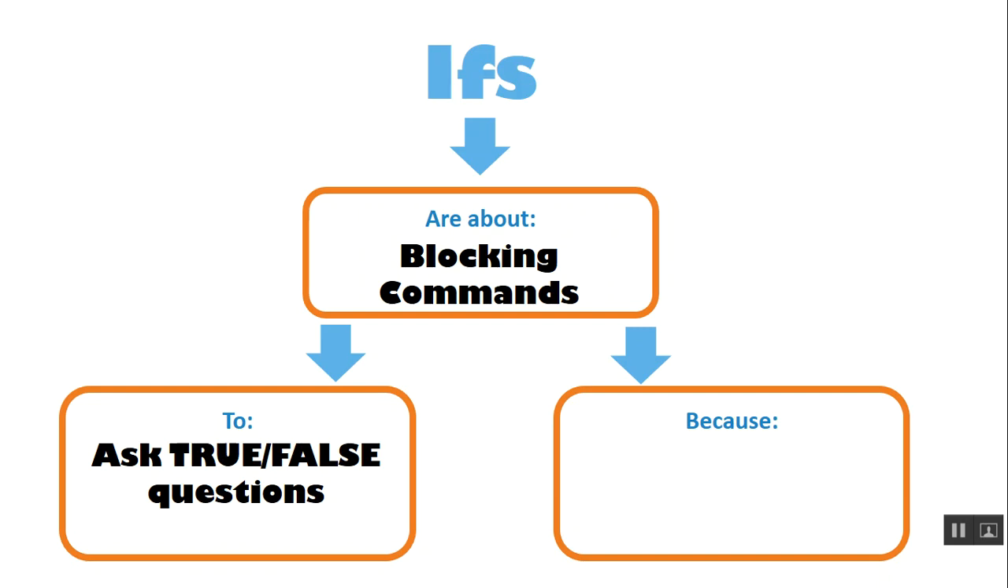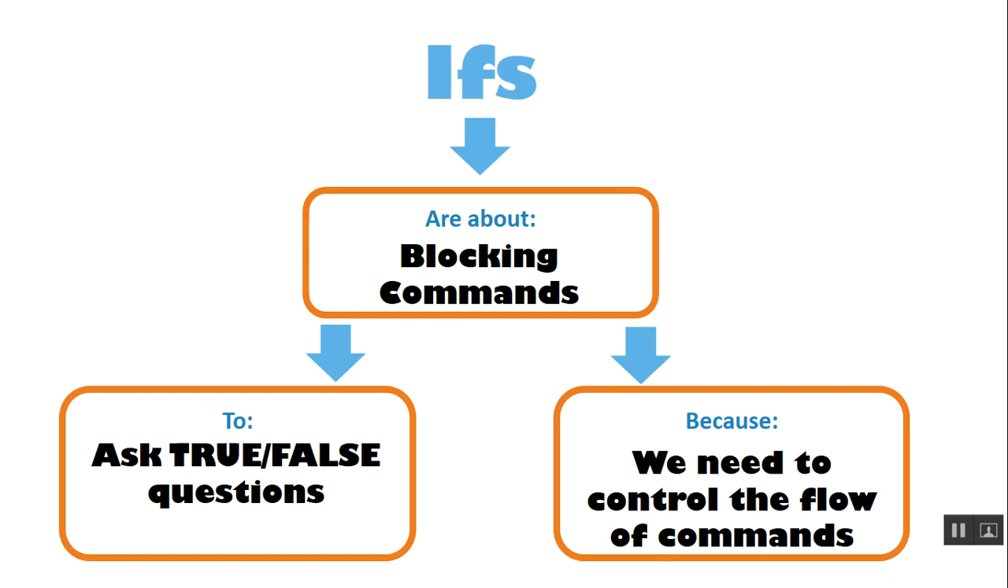So if a number is bigger than 50, as an example, or if the user entered hello, whatever the condition that we're asking, if that condition is true, then we open up the gate and we let the commands inside the if statement happen. If the condition is false, then those commands stay inside that little gated area and they're not activated. We do this because we need to start controlling the flow of commands.